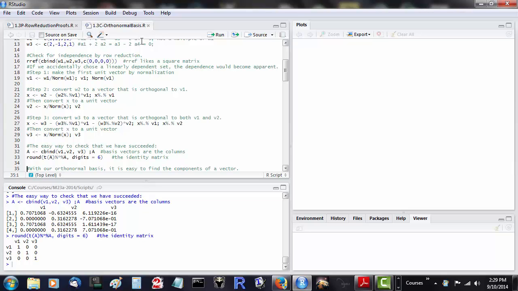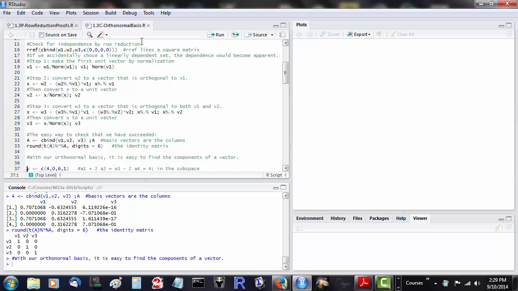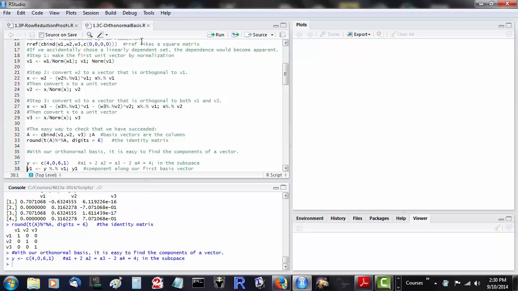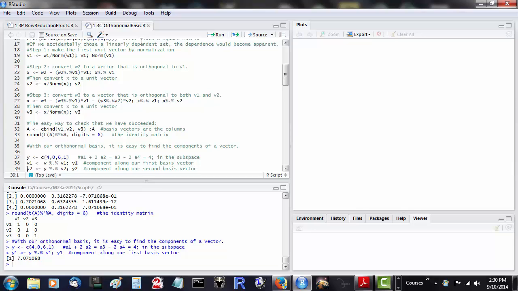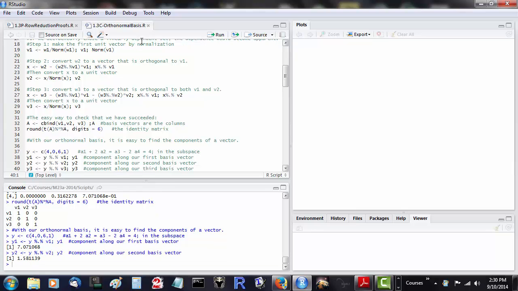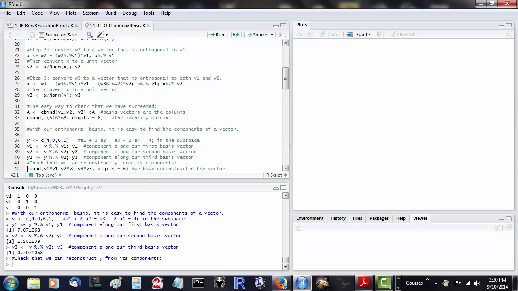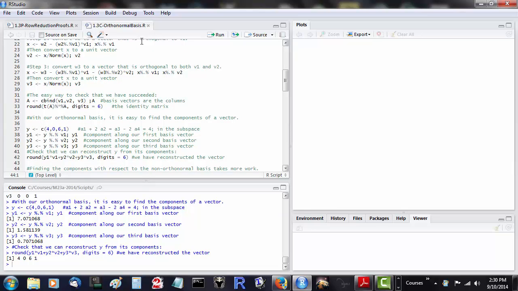Why are these orthonormal bases useful? Well, if you have an orthonormal basis and you want to find the component of a vector with respect to just a single one of these basis vectors, you can do it very easily. Starting with a vector y, which passes the test for membership in our subspace, we can construct y1, which is the component along v1, by simply evaluating the dot product with v1. Similarly, we can extract the component y2 along our second basis vector v2 and the component y3 along the third basis vector, and to prove that we've got everything right, we use these three numbers as the coefficients of v1, v2, and v3, and check that we have reconstructed, you see it down at the bottom of the screen, 4, 0, 6, 1.